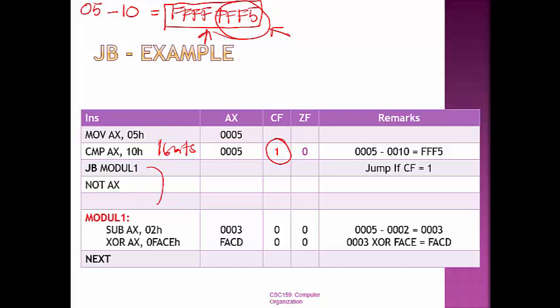So it will jump to module 1. So the not AX will be skipped. It will execute sub AX 02 and XOR AX FACE. So for sub AX 02, it will get the value of AX as 0003. 0005 minus 0002, you will get 0003, and then 0003 XOR with FACE, you will get the value of AX as FACD.